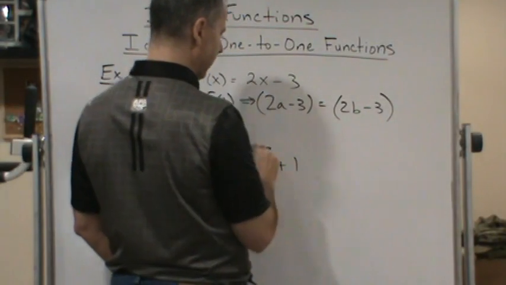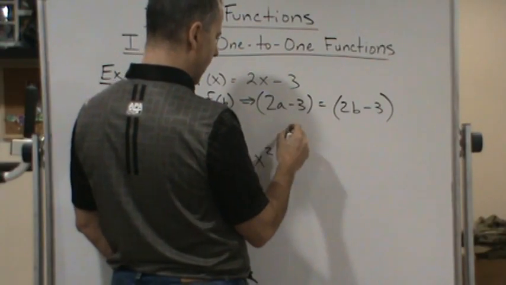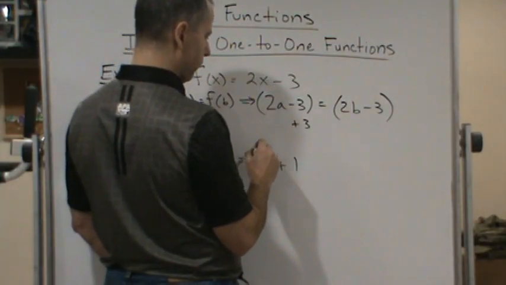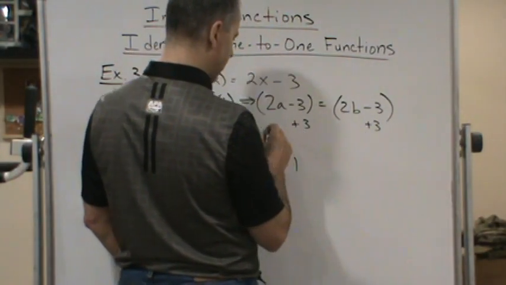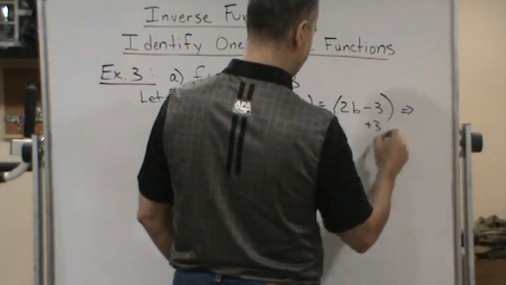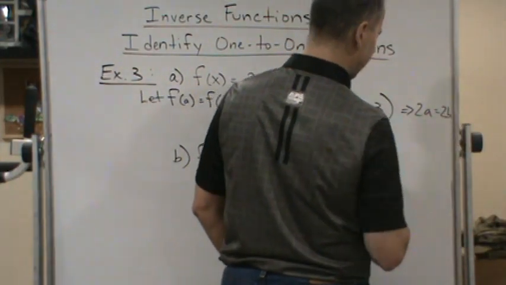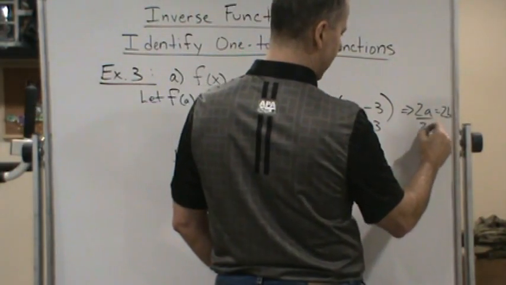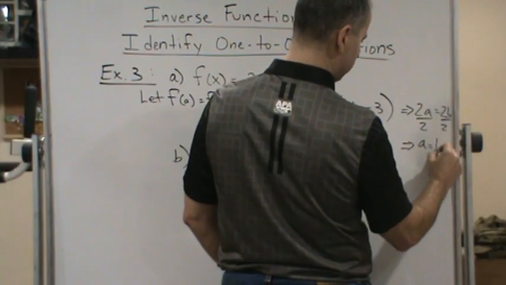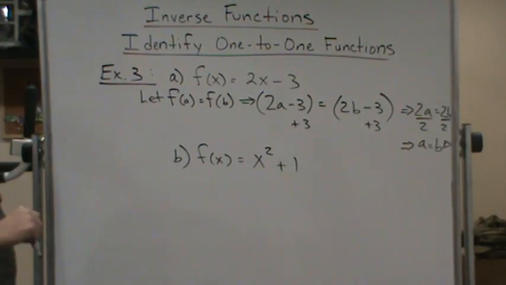Now I'm going to simplify this. I'm going to add 3 to both sides, and the 3's drop out, and I end up with 2A equals 2B. Now if I divide both sides by 2, I end up with A equals B, and I'm done. So therefore, it is a one-to-one function. Okay?